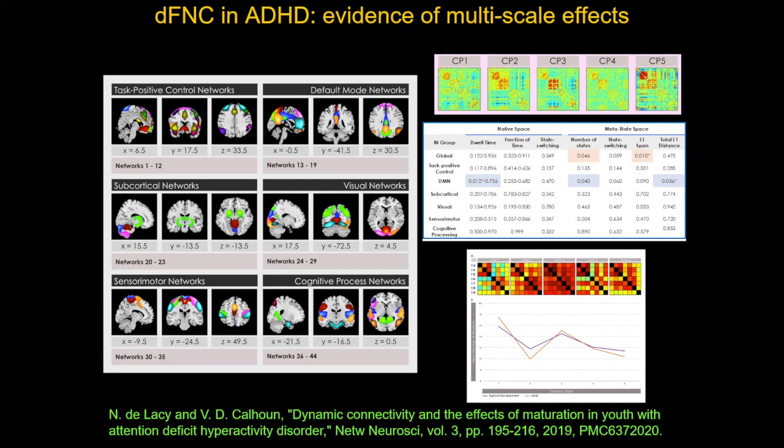Interestingly, though, it depends on how you look at it. This is some data looking at ADHD with Nina de Lacy. What she found was reduced dynamism if she looks essentially at a global level, so things like metastates. At a local level she sees reduced dynamism, and at a global level she sees a mixture of increases and decreases. So depending on the level at which you look, whether within a network, whole brain, or globally across all the states within the data set, you're going to see different patterns of connectivity.